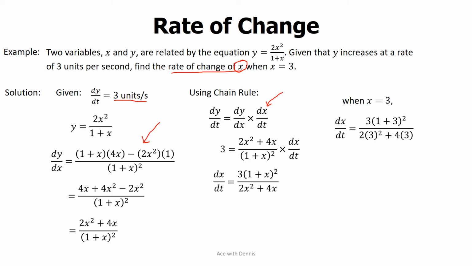When x is 3, then our dx over dt will equal 3 times (1 plus 3) squared over 2 times 3 squared plus 4 times 3. So when we press the calculator, we get 48 over 30, or 1.6. And so the rate of change of x when x equals 3 is 1.6 units per second.